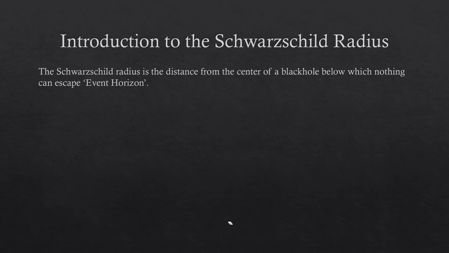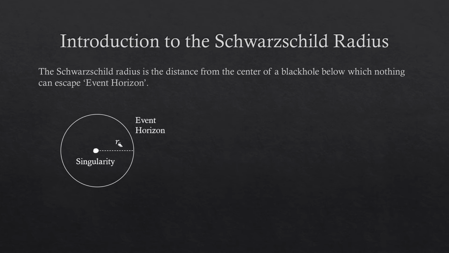The Schwarzschild radius is the distance from the center of a black hole below which nothing can escape, pretty much the event horizon. So, if we imagine this is the event horizon around a singularity here, and this is its distance here. So, this is the singularity, and that's the Schwarzschild radius. Once you go past this curve, once you're less than the Schwarzschild radius, you get sucked into the singularity, okay? And that's the event horizon there.